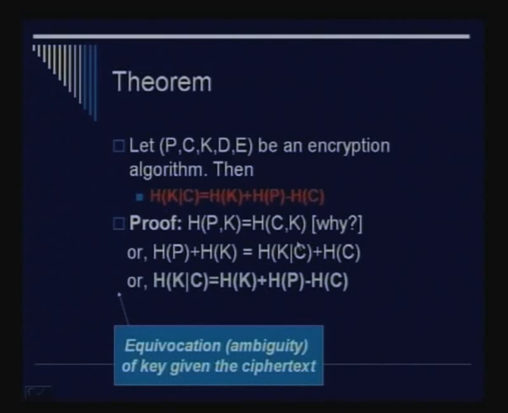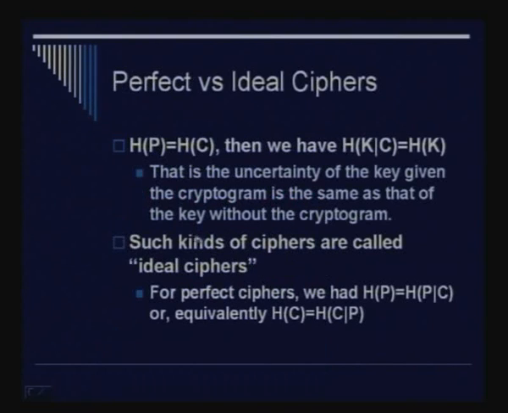And when that happens, we say that we have something called ideal security. Such types of ciphers are called ideal ciphers. So you see that H(K|C), when it becomes equal to H(K), it means that the uncertainty of the key given the cryptogram is the same as that of the key without the cryptogram. This definition was given by Shannon in his paper, and it is called ideal security.